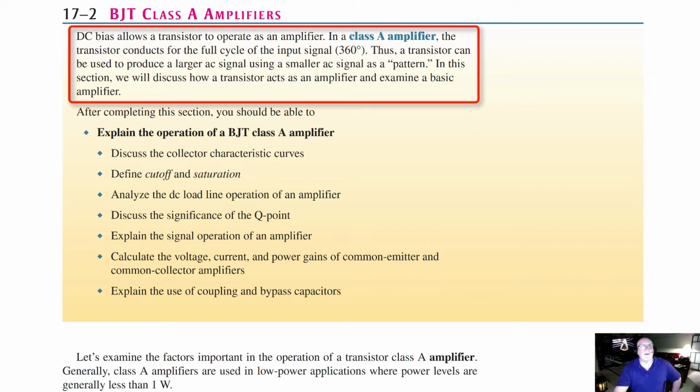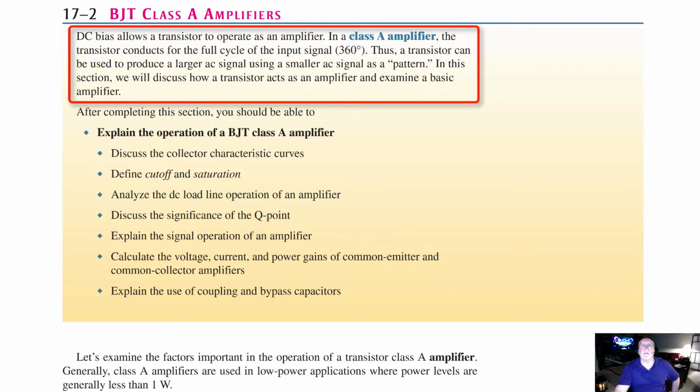Okay, we've seen the basics of a BJT transistor operation and what it takes to bias a transistor into operation. So let's look at something called a Class A amplifier using the bipolar junction transistor. DC bias allows a transistor to operate as an amplifier.